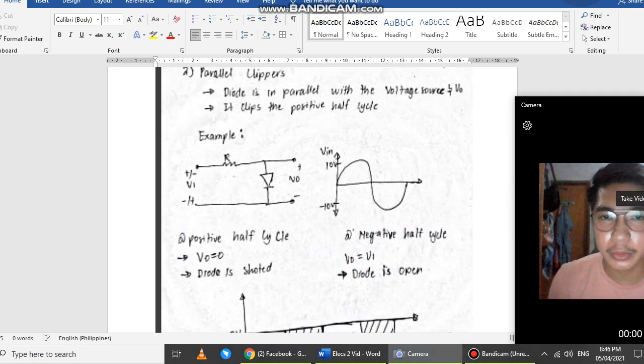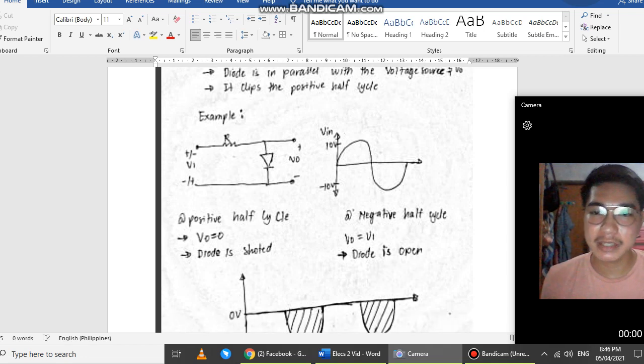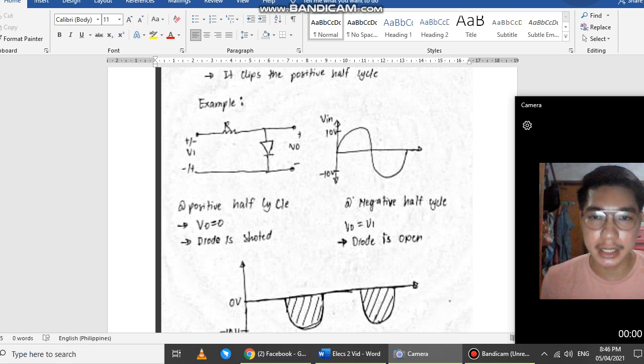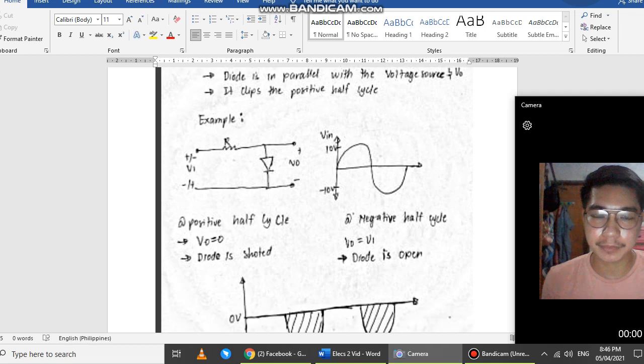Okay, to continue, for example, we have an input voltage for the positive half cycle of 10 volts and negative 10 volts for the negative half cycle. At positive half cycle, output voltage is equal to 0 because the diode is shorted. At negative half cycle, the output voltage is equal to the input voltage because the diode is open.